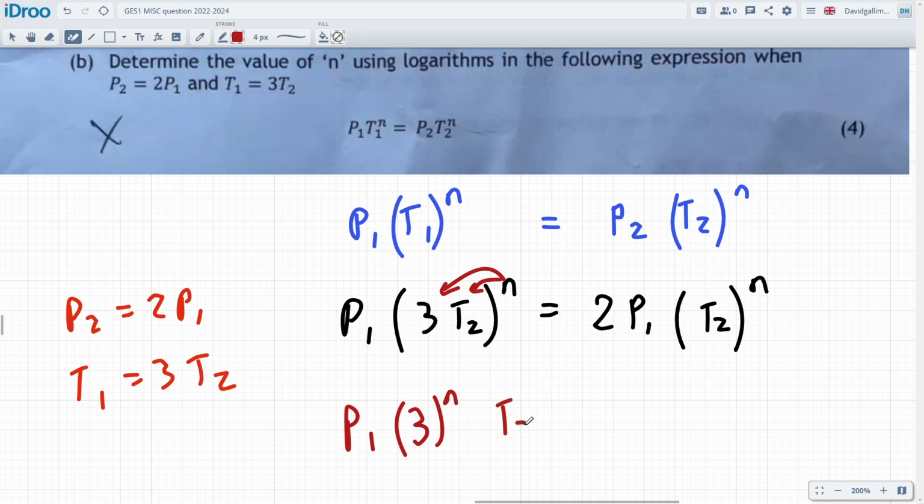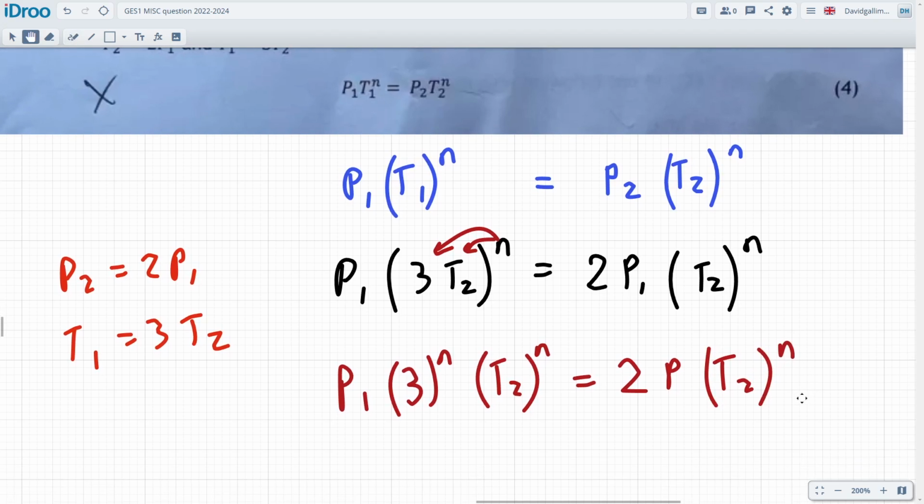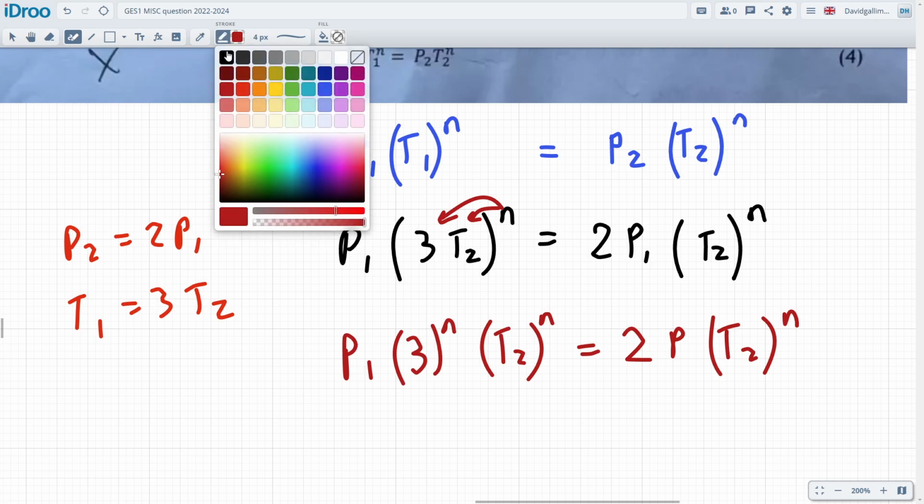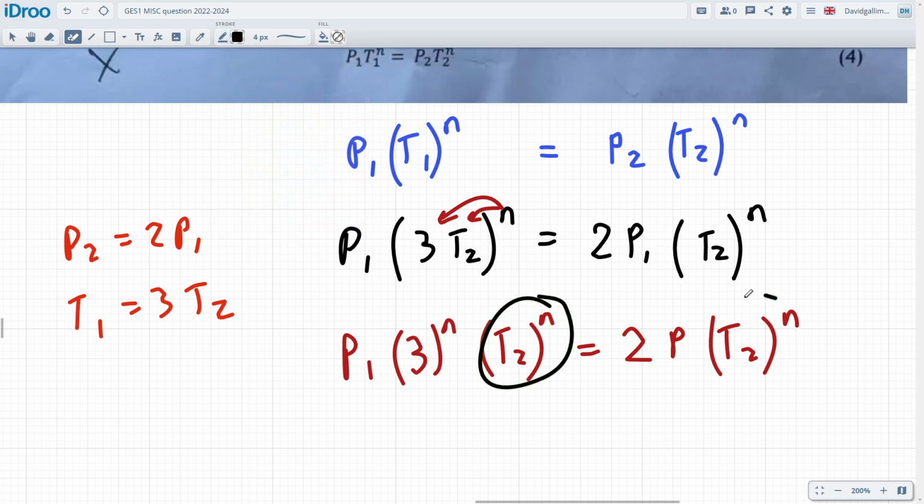And this is going to be n over that T2. And now this side is the same. Oh, that's nice and easy. Okay, so now we're looking for things that actually cancel out. And this is really nice because we do have this guy on both sides, which means we can divide both sides by it, which means we can cancel it out, which is cool.